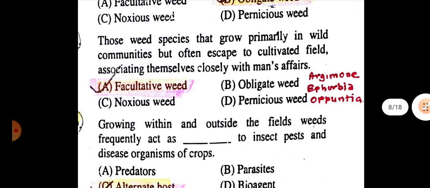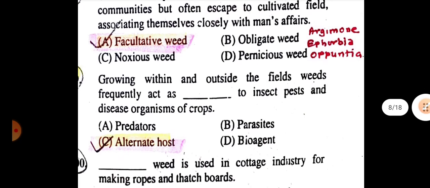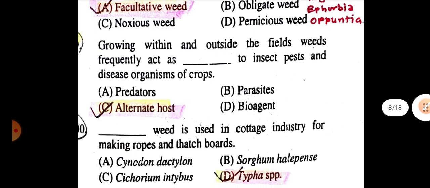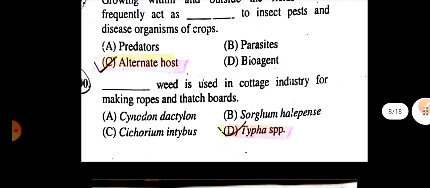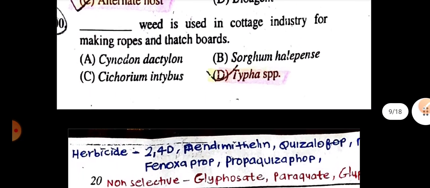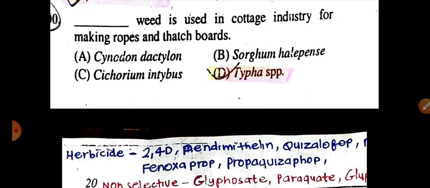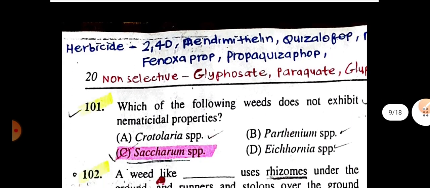Example, Chenopodium album and Convolvulus arvensis. Those weed species that grow primarily in wild communities but often escape to cultivated fields, associating themselves closely with the main crop, are facultative weeds. Example, Argemone mexicana, Euphorbia hirta and Opuntia species. Growing within or outside the field, weeds frequently act as alternate hosts to insect pests and disease organisms of crops. A weed used in cottage industry for making rope and thatch board is Typha species.